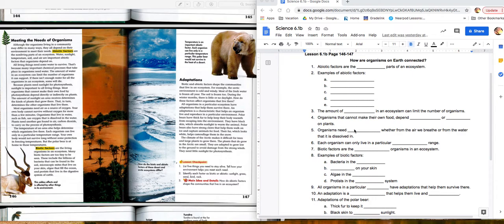So guys, organisms need oxygen. Even if you're in the water, obviously a fish can take the oxygen that's dissolved in the water out of it. So oxygen is obviously really important. They also mentioned carbon dioxide for it, but that's why air is such an important one.